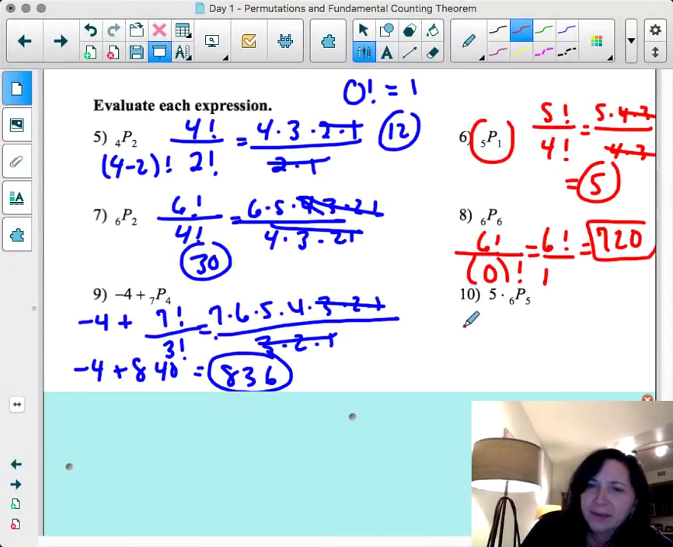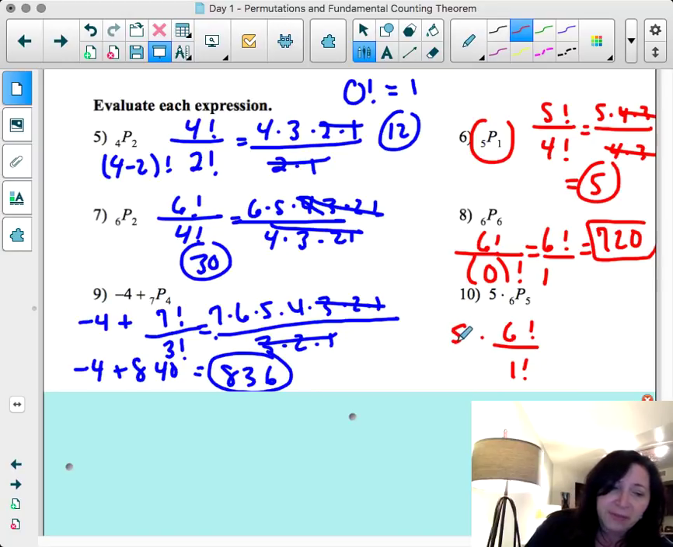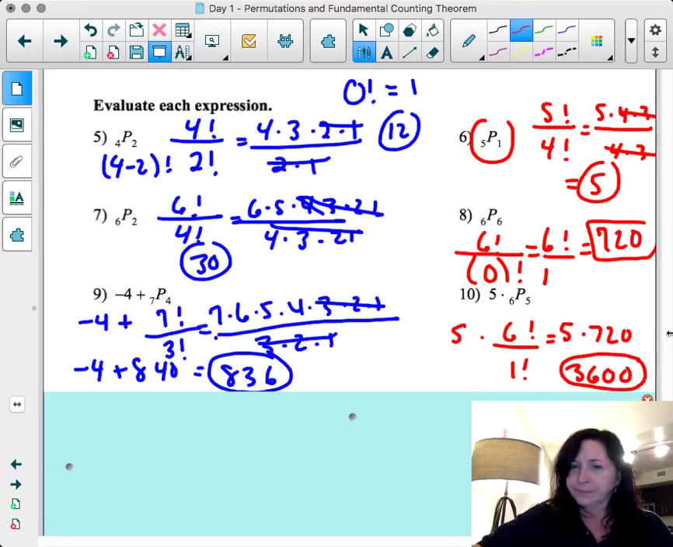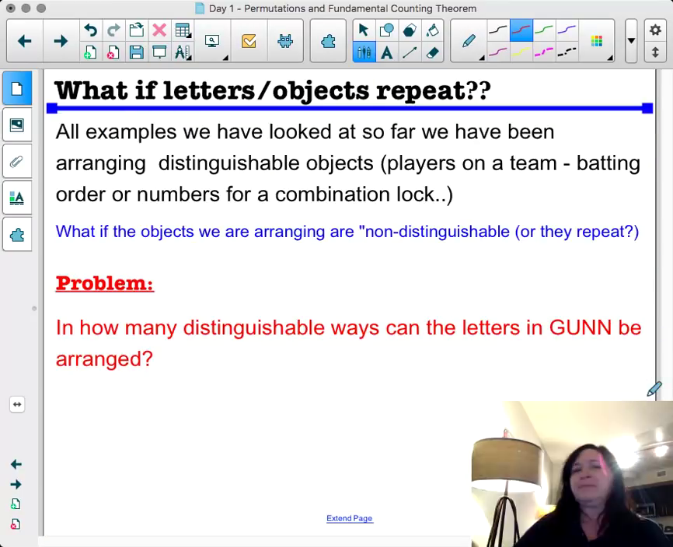This one is saying 5 times 6 permutations of 5. So that's going to be 6 factorial over 6 minus 5, which is 1 factorial. So this is just 5 times whatever 6 factorial is, which is 5 times 720, which is 3600. Oh, and this right here, I believe are the answers.